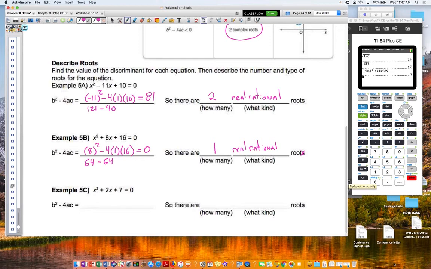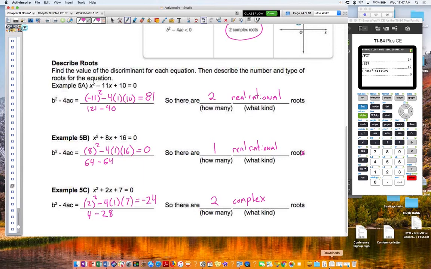Looking at the last example, b squared, so negative 2 squared minus 4 times 1 times 7. So I get 4 minus 28. Wow, I get negative 24. So in this case, since it's negative, I get 2 complex roots.